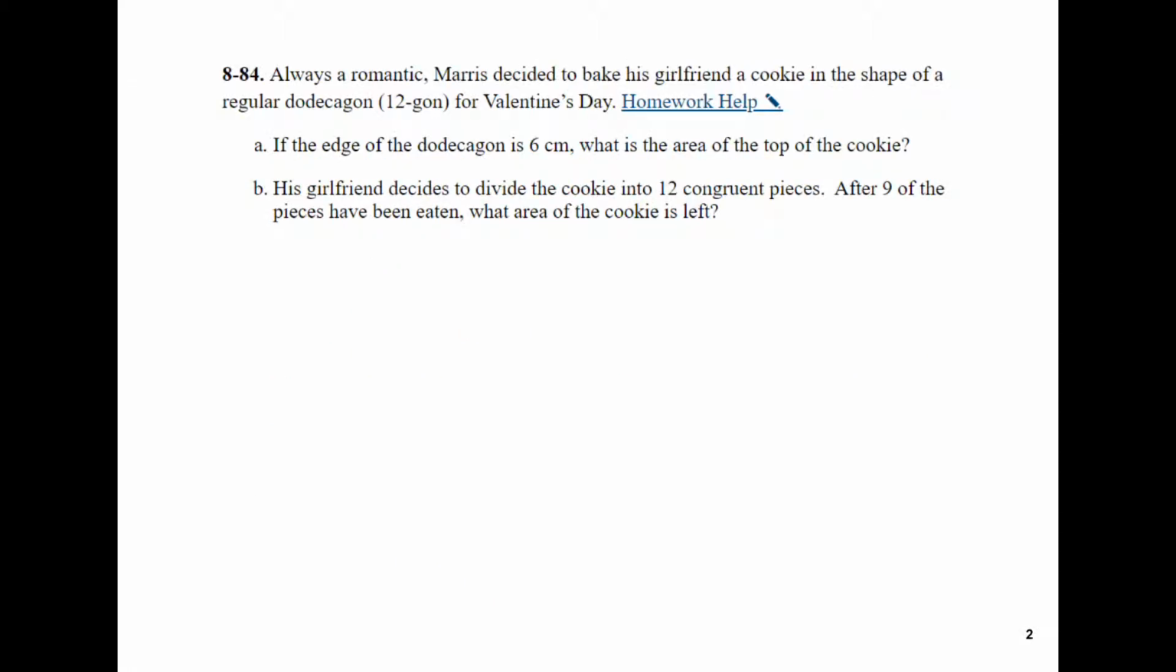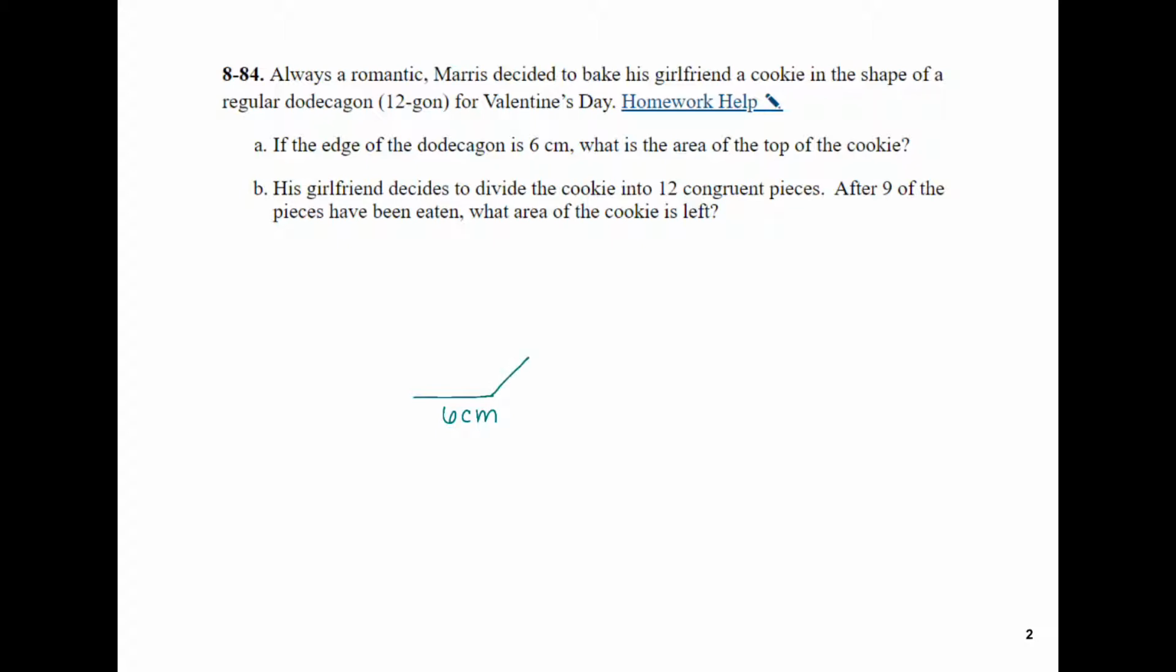8-84 says, always a romantic, Maris decided to bake his girlfriend a cookie in the shape of a regular dodecagon, which is a 12-sided polygon, for Valentine's Day. If the edge of the dodecagon is 6 centimeters, what is the area of the top of the cookie?